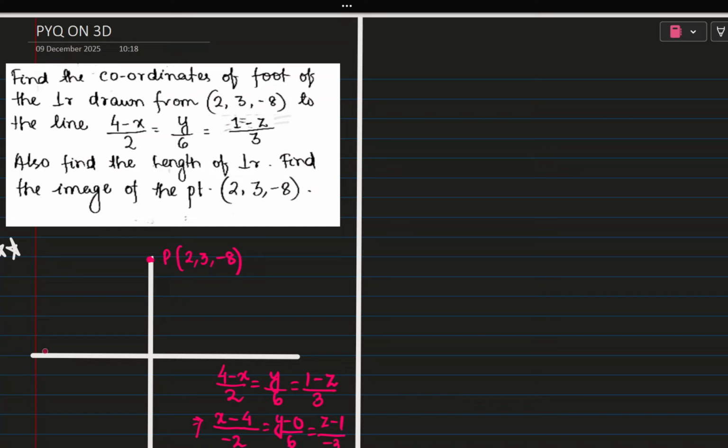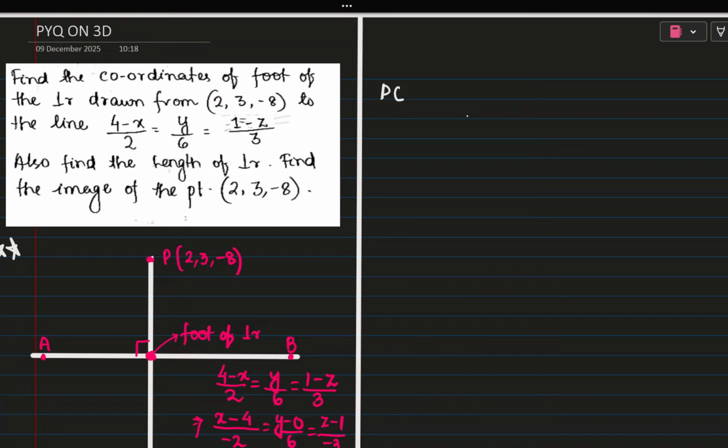Which line? So let us give a name to this line. Let it be AB, and let this point be O. And what is Q? Q is the image. And first, what do we need to find out? We need to find out this point that is called the foot of the perpendicular, because the perpendicular is drawn from that point to this line.